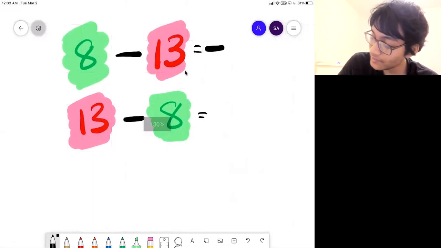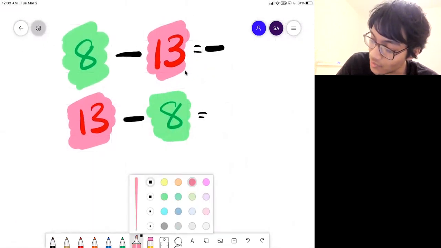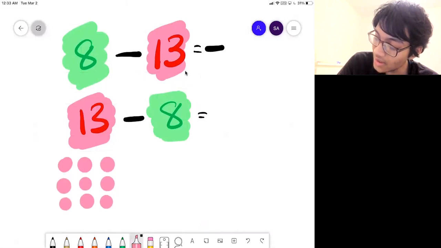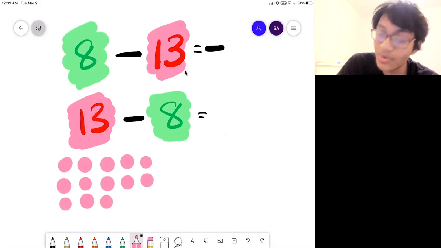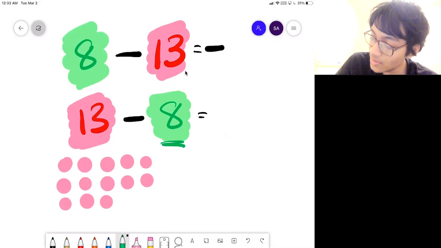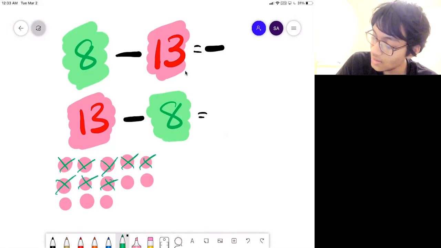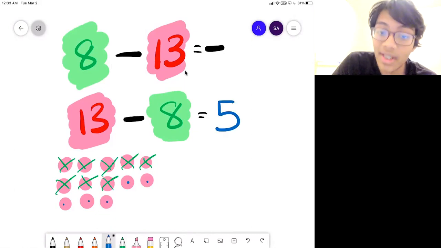Well, let's do it. We got 13 things, 1, 2, 3, 4, 5, 6, 7, 8, 9, 10, 11, 12, 13, and we take away 8 of them. So 1 gone, 2 gone, 3 gone, 4 gone, 5 gone, 6 gone, 7 gone, 8 gone. Okay, let me draw that nicely. 8 gone. How many do we have left? We got 1, 2, 3, 4, 5 left. So 13 minus 8 is 5. So 8 minus 13, that's just minus 5.